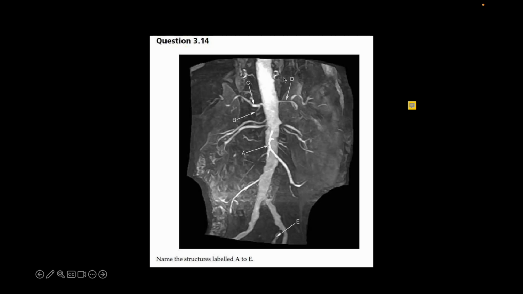This is an MRA of the abdomen. This is the abdominal aorta. And then this branch is the SMA. You can see that it's coming down and supplying parts of the bowel. So the A would be the SMA.